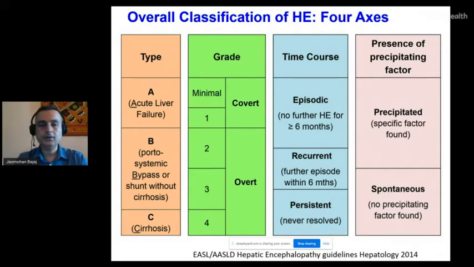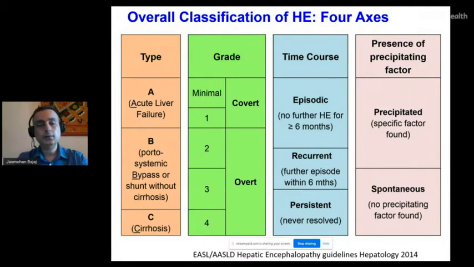So when you examine the patient, multiple examiners will come to largely the same conclusion, whether it's two, three, or four, but not whether it's minimal or grade one. Anyway, we are talking about hospitalized patients or patients who have a clear-cut overt hepatic encephalopathy episode. So the topic of my talk today is reliant on the time course. Episodic means this is the first HE episode in 6 months, or really their first HE episode ever. Recurrent means further episodes within 6 months. This is where our alarm bells should start ringing. Recurrent hepatic encephalopathy episodes are typically a gift that keeps on giving unless we break the cycle.